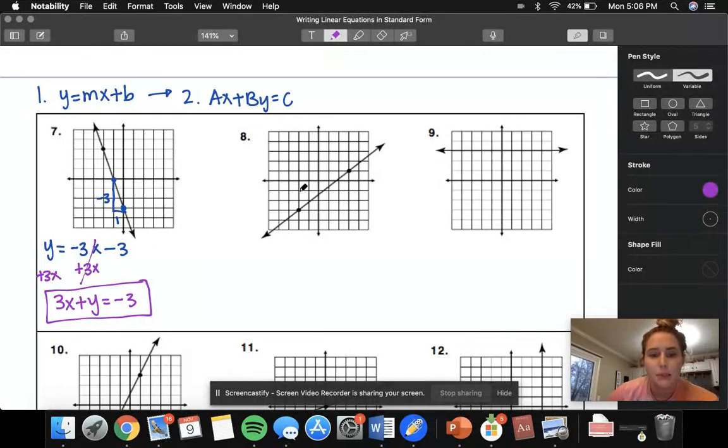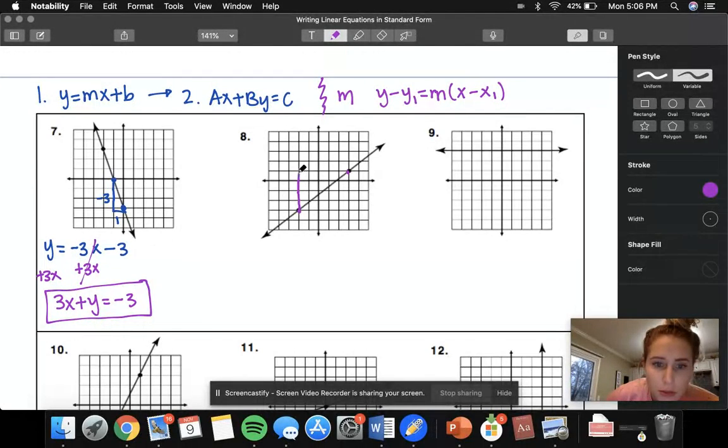Okay, this problem is going to be a little tricky because we cannot see what the y-intercept is. So if that is the case, what we will do instead is we will use the slope, and we will use point slope form to help us with our conversion. Okay, so we have these 2 points. So I'm going to find the slope.